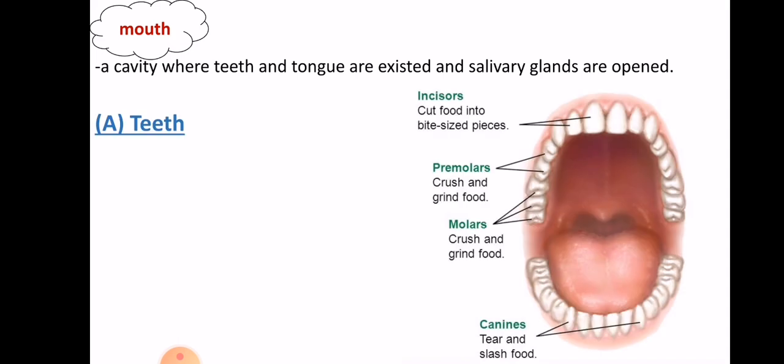The adult teeth consist of 32 teeth. They are divided into three main parts, which are the incisors, the premolars and molars, and the canines. The 32 teeth are divided into two jaws, the upper jaw and the lower jaw. Each one has 16 teeth.